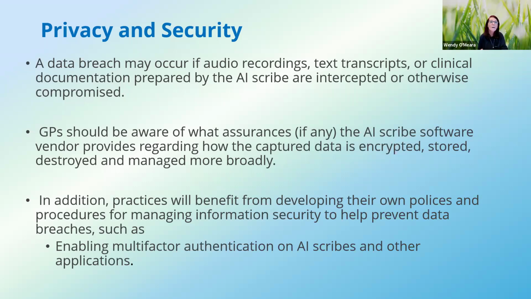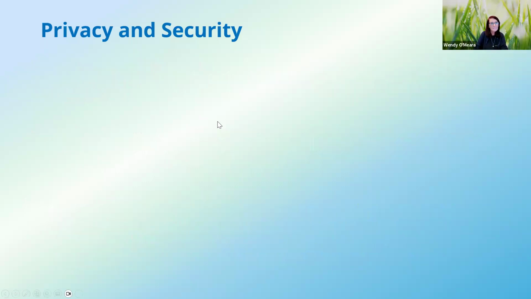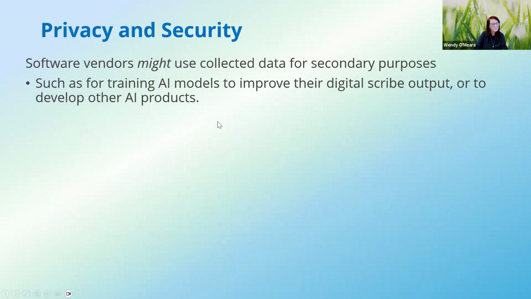So you will need to update your privacy and security policy to include AI, because that's going to be part of the way you work. So keep that one in mind as well. So software vendors might use the data collected, and the other issue is, will the information that's collected be used elsewhere?